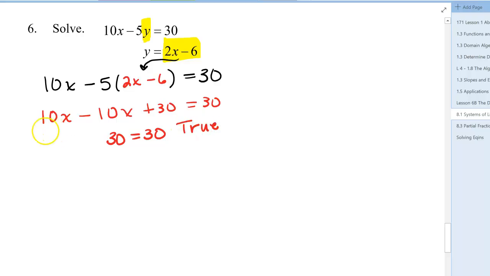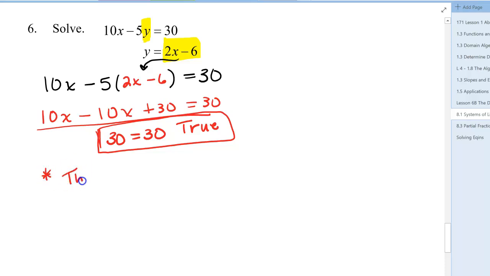So it's important that you go ahead and finish this even though you see that the variable is going to cancel out, because whether this is a true or a false statement here will determine your solution. If it is a true statement, then this system has infinitely many solutions.